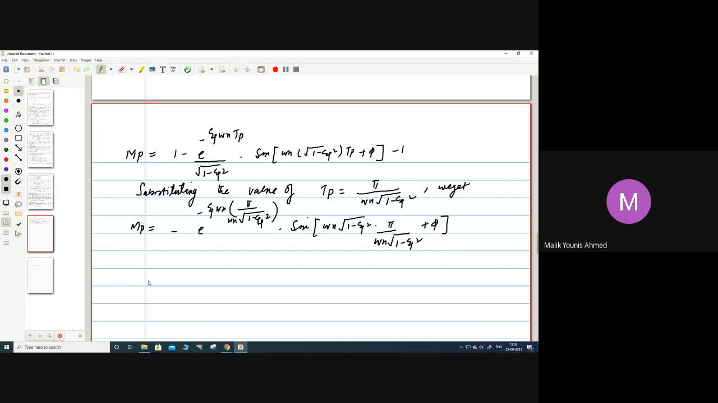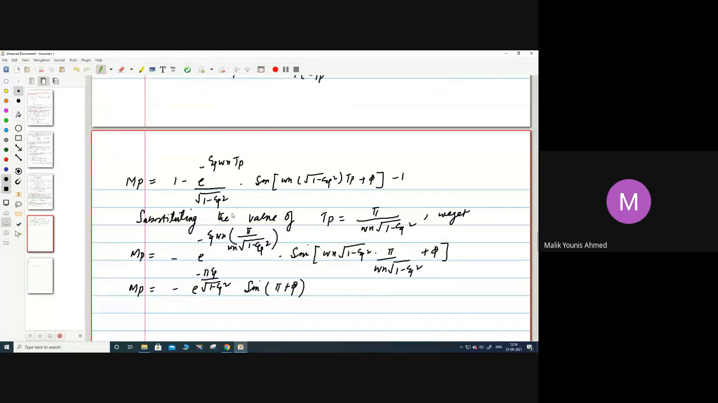1 is getting cancelled. Okay, 1 gets cancelled with 1. So omega n will go here. So Mp can be written as Mp will be equal to minus e raised power minus pi xi divided by under root of 1 minus xi square. Okay, because this will get cancelled, multiplied by this and this gets cancelled. So sine of pi plus phi. Okay, sine pi plus phi.